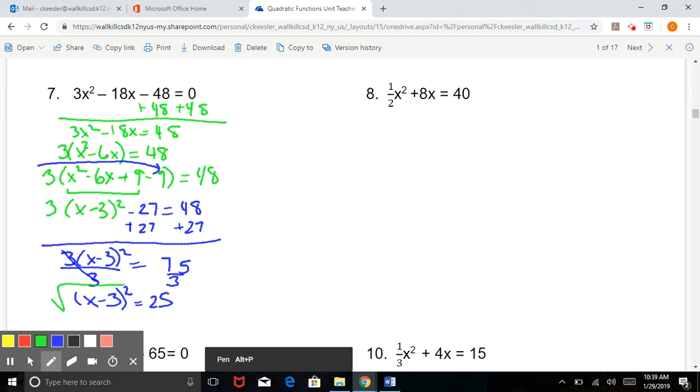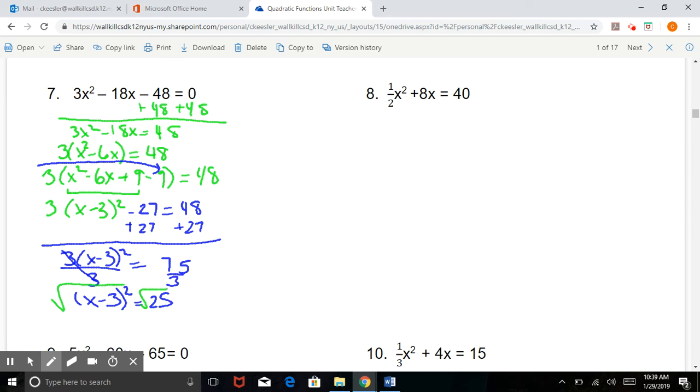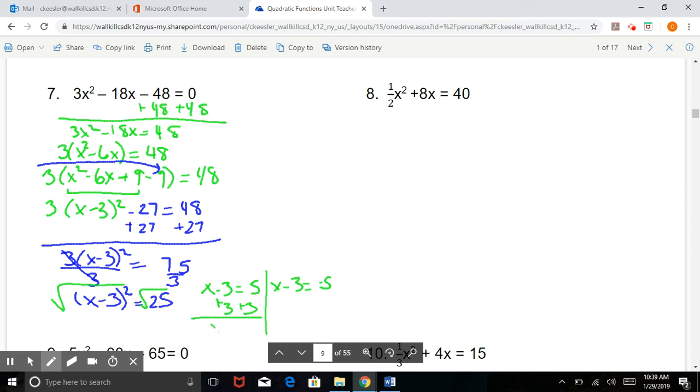Take the square root, take the square root. X minus 3 equals 5, or x minus 3 equals negative 5. Solve in both cases, adding 3. X equals 8. Adding 3 again. X equals negative 2. So our two solutions for number 7 are 8 and negative 2. I'm going to also do number 8 with you, and then you're on your own for 9 and 10.